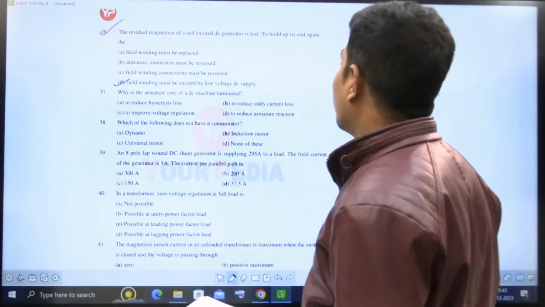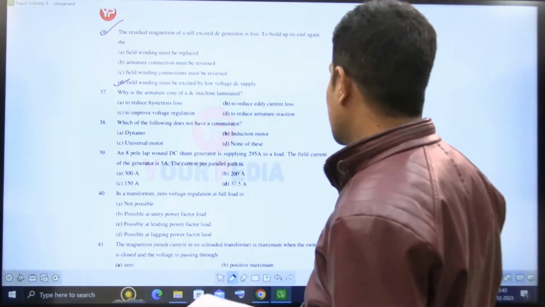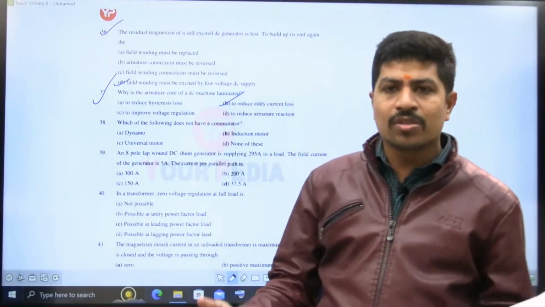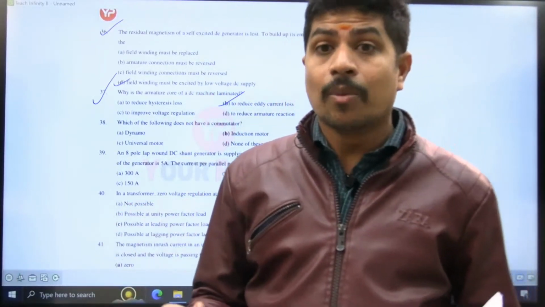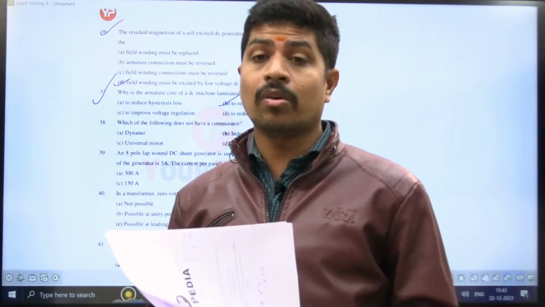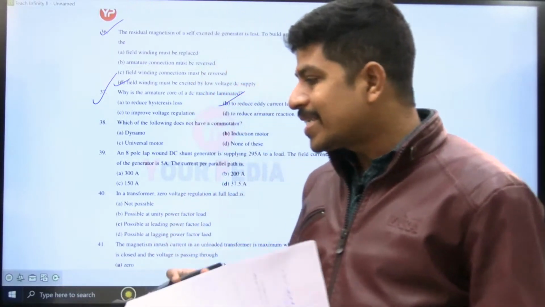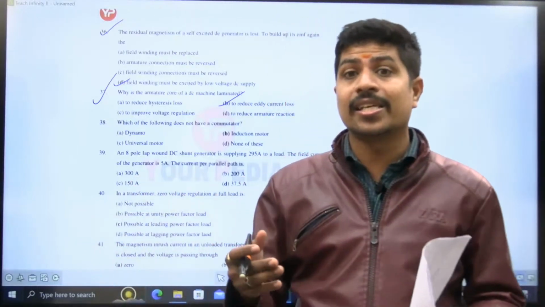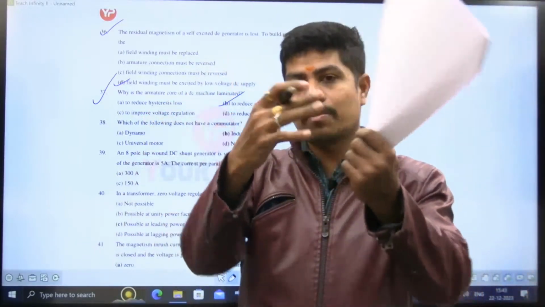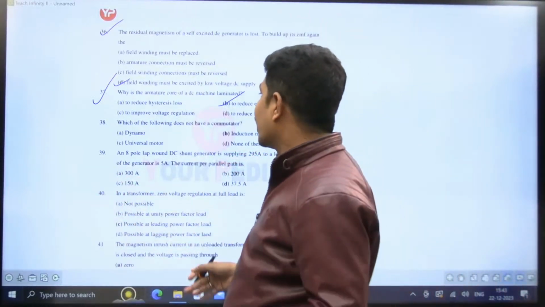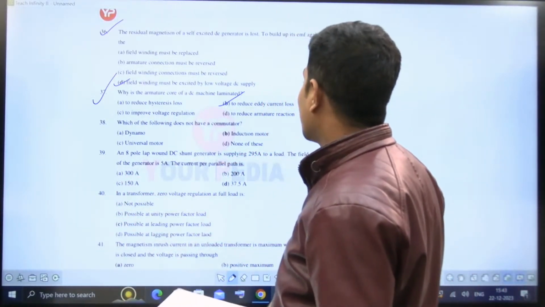Question number 37. Why is the armature core of a DC machine laminated? Lamination, either in a DC machine or in a transformer, is used for reducing eddy current losses. People may say, sir, in a DC machine the voltage is DC, current is DC, frequency is 0, then what about eddy current losses? Eddy current losses depend on frequency. No. Outside we are getting DC, but inside the machine, in the armature core, the generated EMF is AC only. It's not DC.